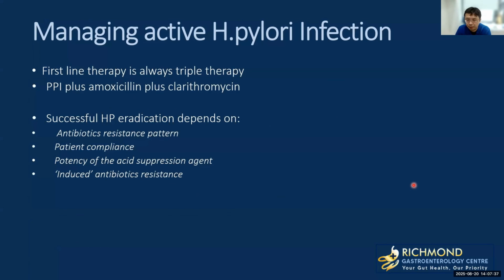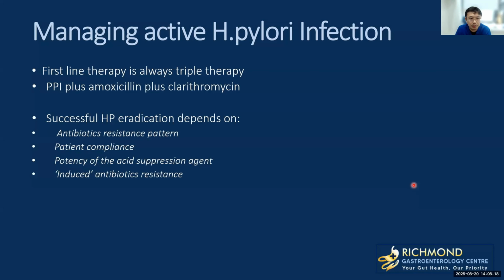Remember, first line of therapy for H. pylori is always triple therapy. So your PPI plus amoxicillin plus clarithromycin. The successful eradication depends on a few things. Antibiotic resistance in the local region, in Singapore, is very, very different to the H. pylori antibiotic resistance pattern in India or Japan or Korea. The next thing is patient compliance, and the potency of the PPI. I'll address that later, but the potency of the PPI actually determines how effective your eradication regimen is.